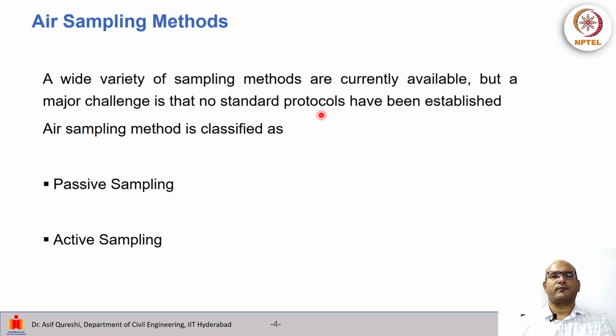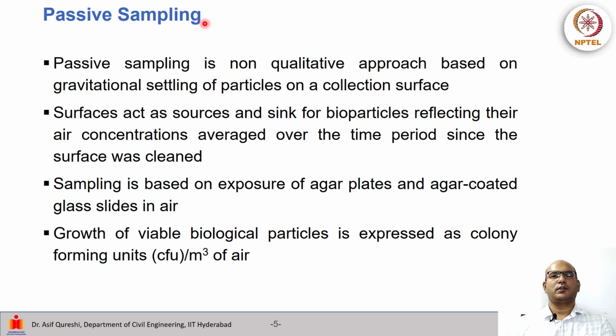Broadly speaking, as in the chemical sampling, here also the sampling can be defined as passive sampling or active sampling. Now, passive sampling is a non-qualitative approach. Well, it can be used quantitatively based on the gravitational settling of particles on a collecting surface.